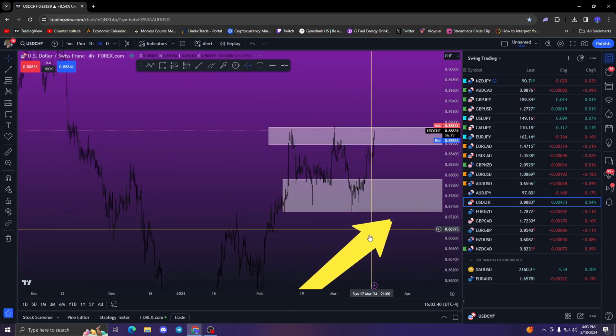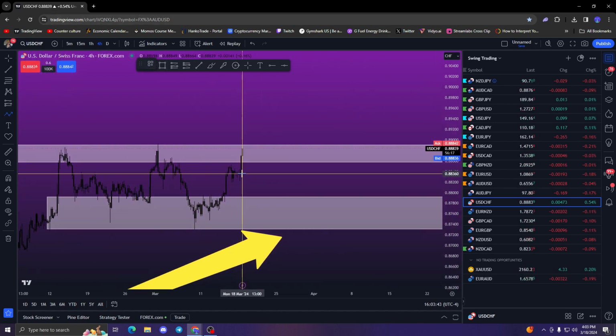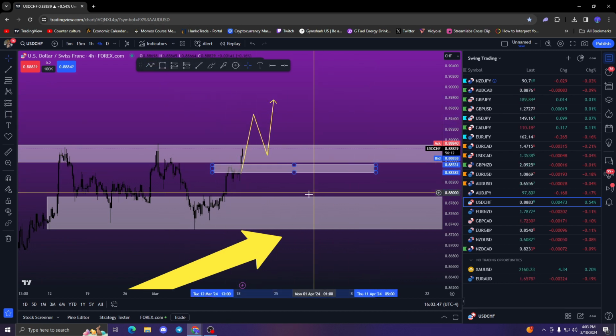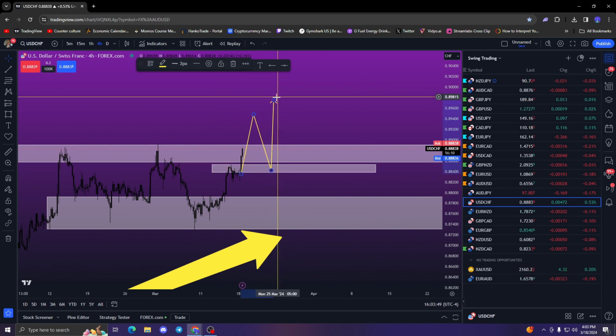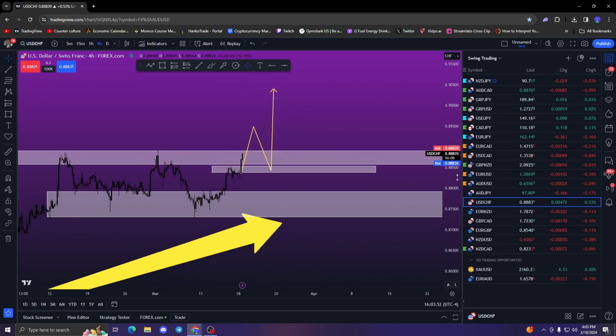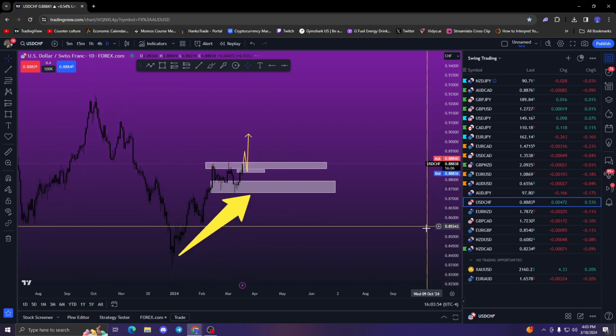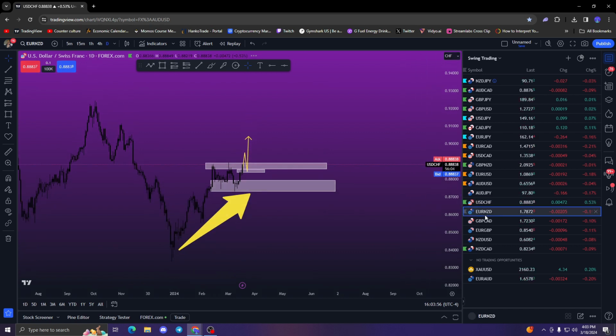Even from the 4-hour, you can look for buys. Even off this zone here, that could be an option for some people to take buys off from. So USD CHF is actually looking pretty good. I'm going to mark that up.